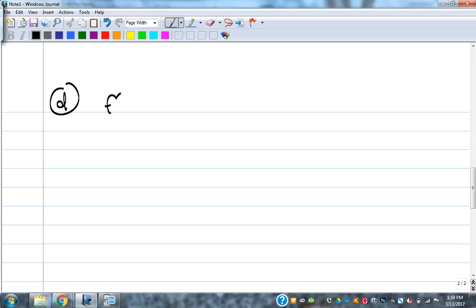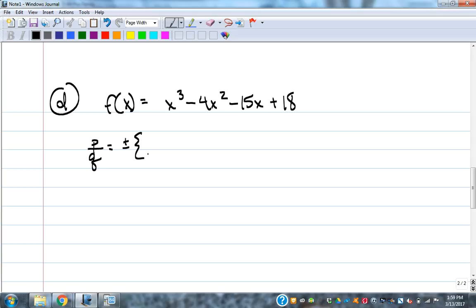D, f of x. Let's do another cubic, x cubed minus 4x squared minus 15x plus 18. Okay. This should be an easy P over Q because leading coefficient is how much? It's 1, right? So we just need the factors of 18. What are the factors of 18? 1, 2, 3, 6, 9, and 18. So we've narrowed it down to 6 or 12 possible numbers that it could be.